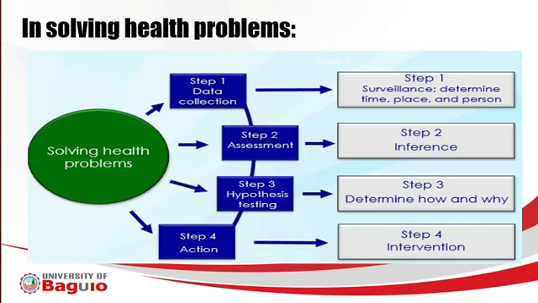data collection. So still, we are going to start with surveillance. We are going to determine the time, the place, and maybe the person connected or related to that particular health problem. If we have gathered data regarding those, or we have already conducted surveillance, then we can proceed to step number 2: assessment and inference. We are going to assess the data that we collected and evaluate. We are also going to check the different causes of these particular health problems and so on. After that, we are going to proceed to step number 3, which is hypothesis testing.